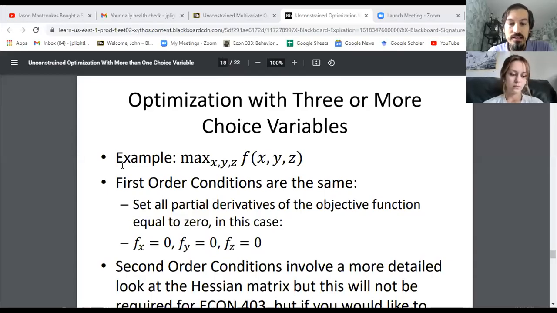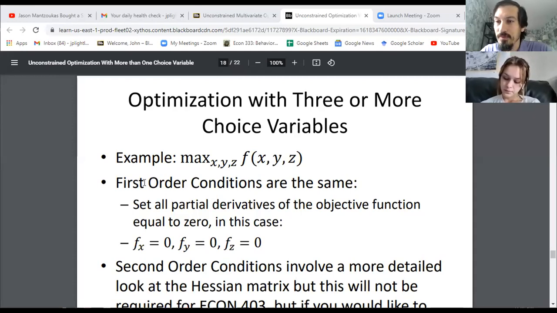Okay, so I wanted to continue today's lecture on optimization with more than one choice variable. And in fact, now I want to talk about the case where there's more than two choice variables. So there's three or more choice variables in an economic problem. You can still have this.